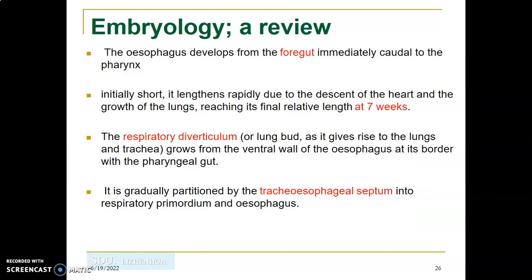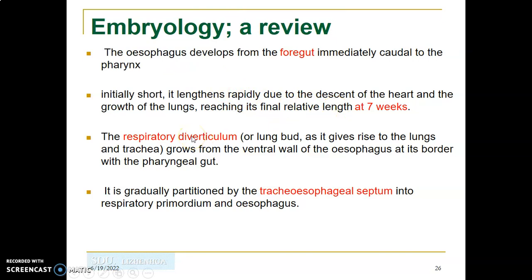So briefly on the embryology of the esophagus, remember, the esophagus is from the foregut. It develops from the foregut, immediately caudal to the pharynx. Initially, the esophagus is short, but later on, it lengthens rapidly due to the descent of the heart and growth of the lung. As the heart is descending and the lungs are growing, the esophagus lengthens rapidly. It reaches its final relative length at 7 weeks.